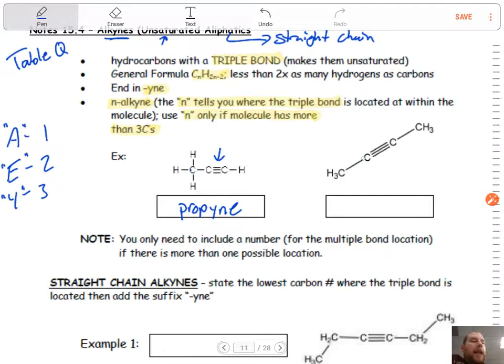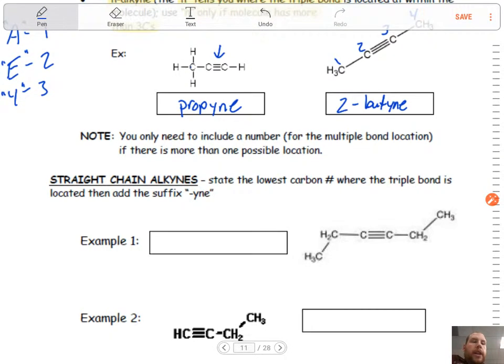Anyway, I've got 4 carbons. My prefix for 4 carbons is but. But now, because there's more than 2 carbons, I could have the triple bond here, or I could have it at the end, so I have to label where that triple bond is. So this is going to be on the 1, 2, 3, 4. It doesn't matter if I start there or go the opposite way, it's the same thing. This is 2-butyne. Butyne, because it's a triple bond, it's an alkyne. Again, you only need to include a number for the multiple bond when there's more than one possible location.